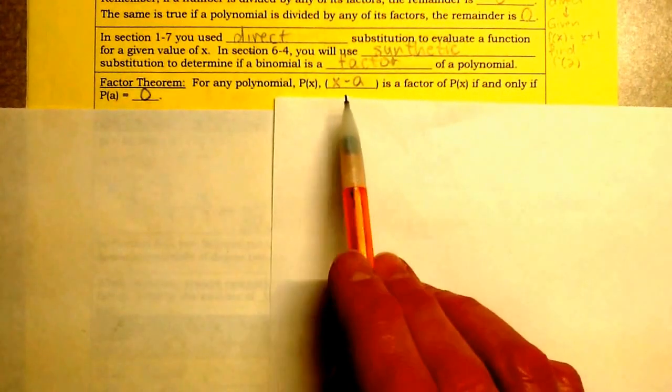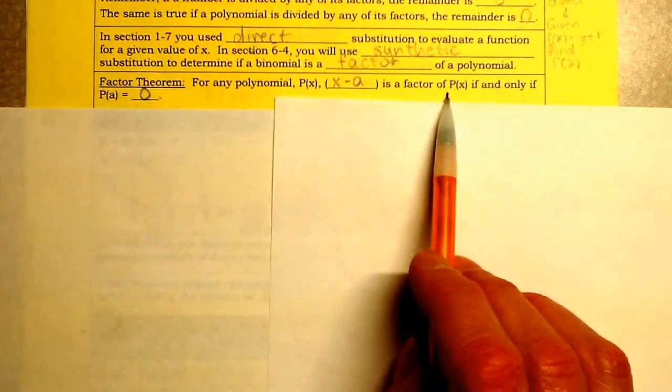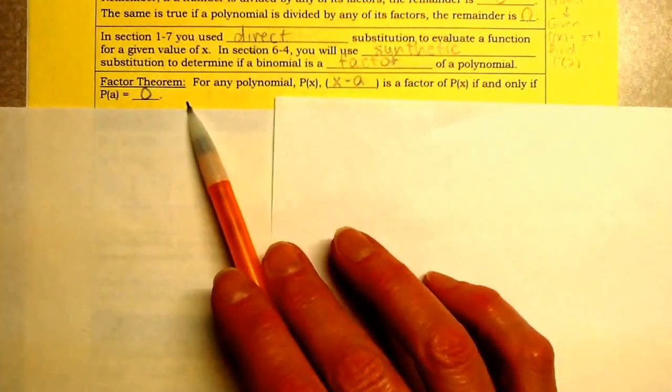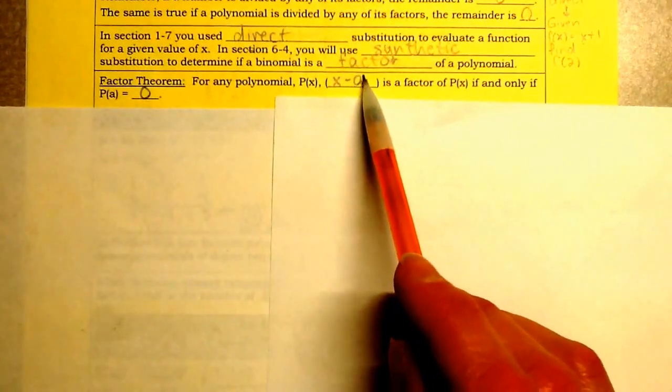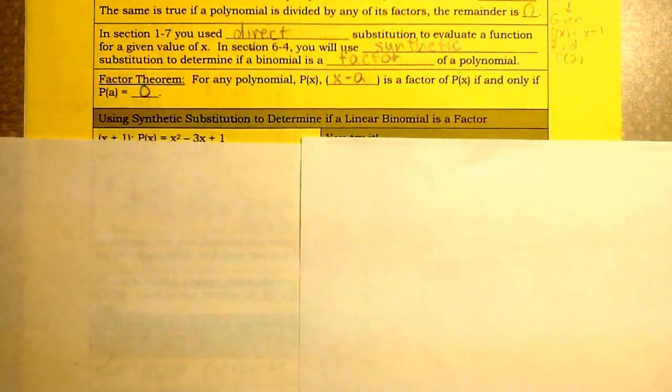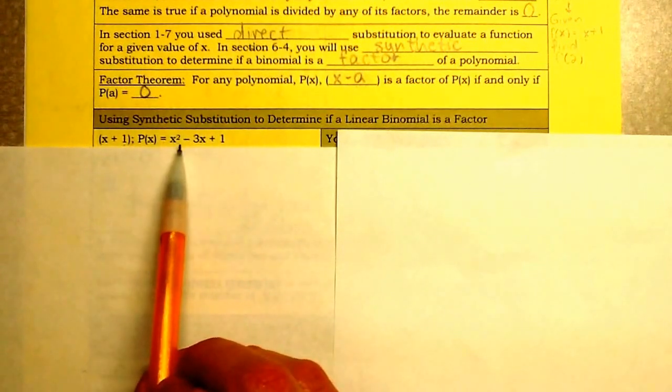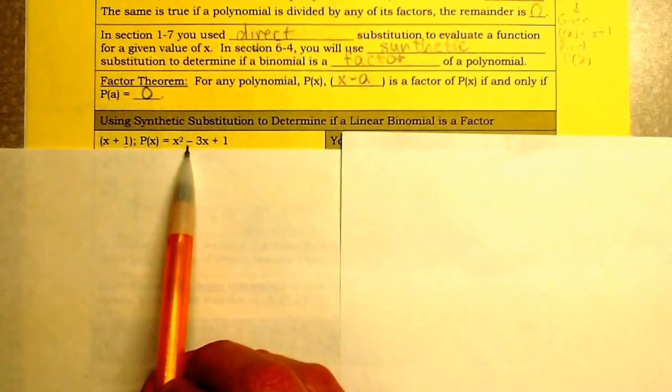So what you need to do when you're using synthetic substitution is you basically do synthetic division. And the factor theorem will tell you that for any polynomial, p of x, x minus a is a factor of the polynomial if and only if p of a equals 0. So when you substitute this into the polynomial, if it equals 0, then you know you have a factor. Okay, you're going to now use synthetic substitution to determine if a linear binomial is a factor. All right, so here is our linear binomial, and we want to check to see if when we would divide this by this, we end up with 0.